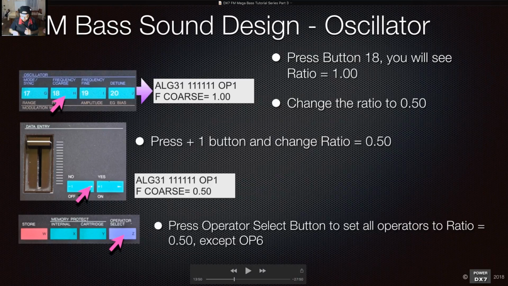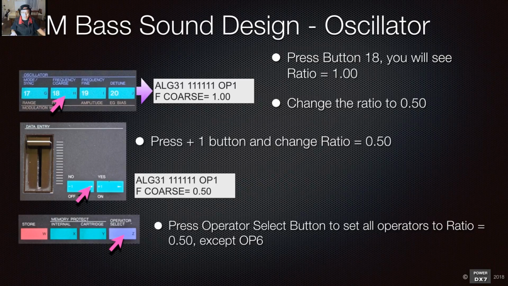All right. Let's work on the oscillator frequency ratio. Press button 18 and the operator select, and go through that. Select operator 1 first, and we're going to start making changes. Operator 1 is 0.50. Operator 2 0.50. Operator 3 0.50. Operator 4 0.50. Operator 5 0.50, and operator 6.